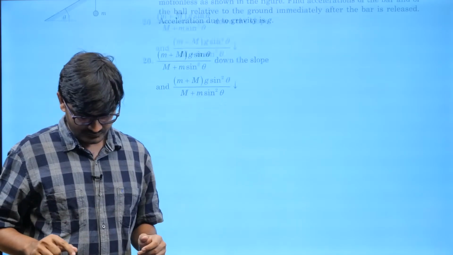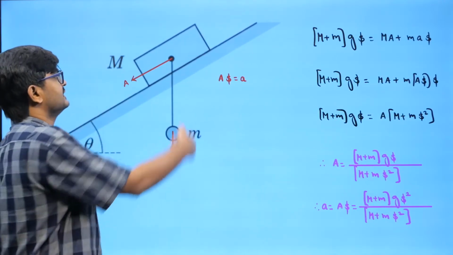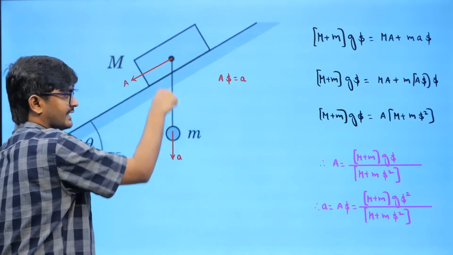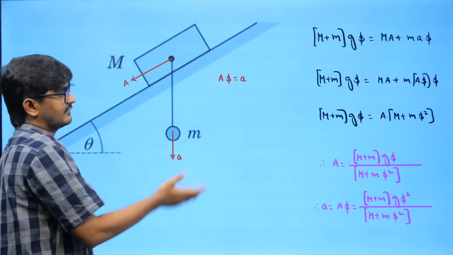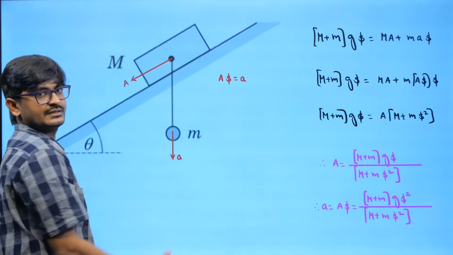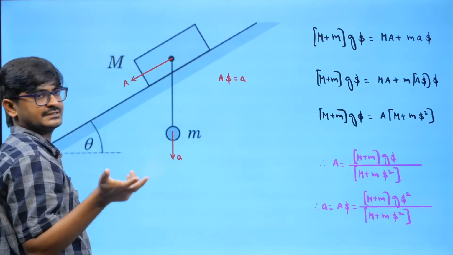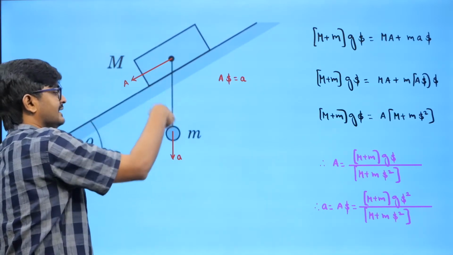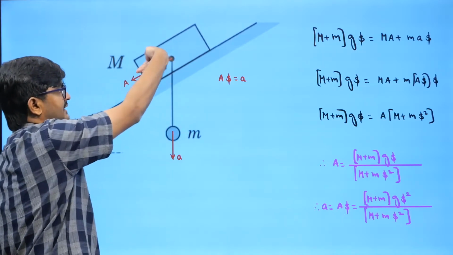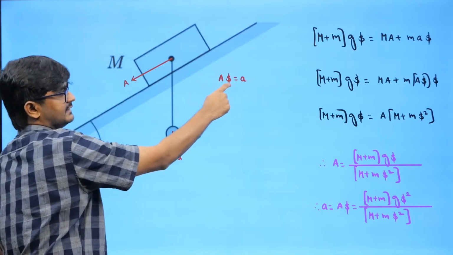I didn't draw the FBD, but immediately after releasing, the bar will try to go this way. Now the only forces on the ball are vertical, either mg or tension, just after release. So it can go only vertically. But this string will remain tight, or rather the accelerations along this string have to be the same because it is an inextensible cord. So if this acceleration is capital A, this acceleration is small a. Now what can be the relation between those two? The component of this acceleration along this direction, which is capital A sin theta, must be equal to small a. This is the constraint relation.